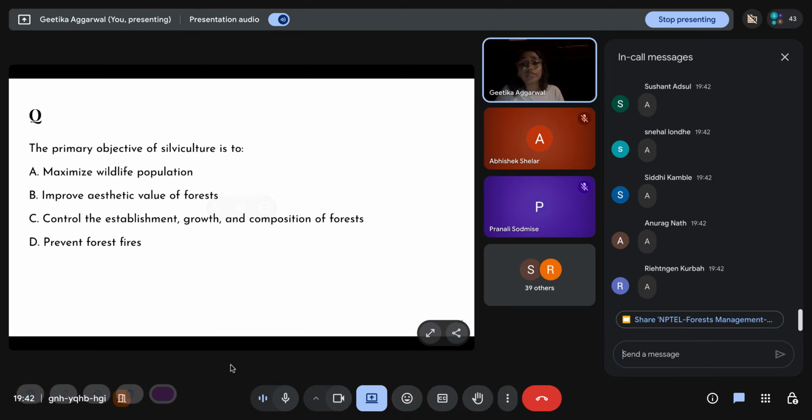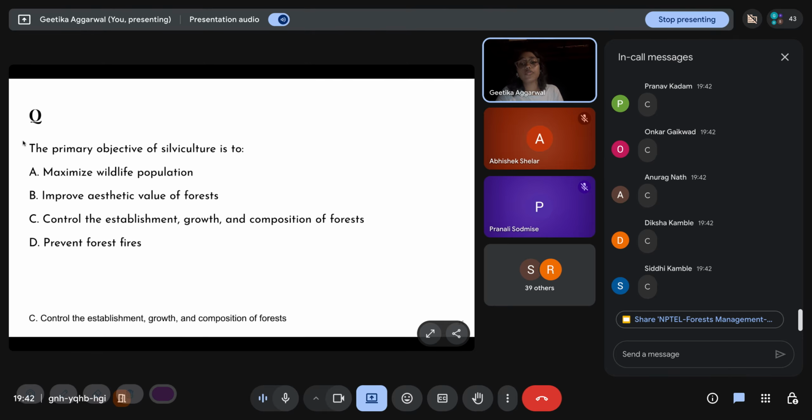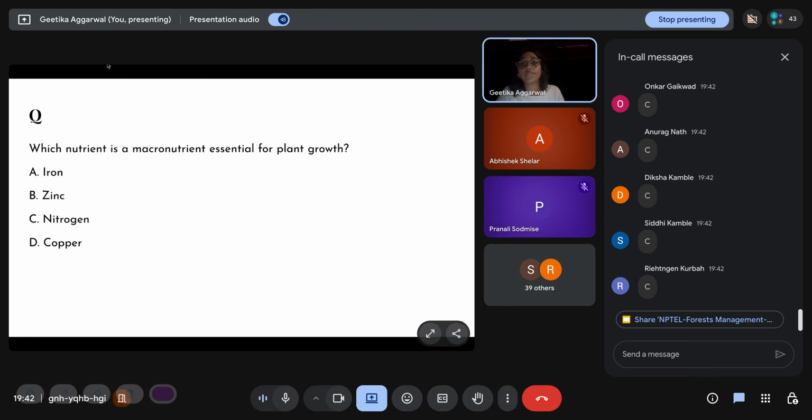Primary objective of silviculture is to maximize wildlife population, to improve aesthetic value of forests, to control the establishment, growth, and composition of forests, or to prevent forest fires. What is the primary objective of silviculture? You guys are correct. The primary objective is to control the establishment, growth, and composition of forests.